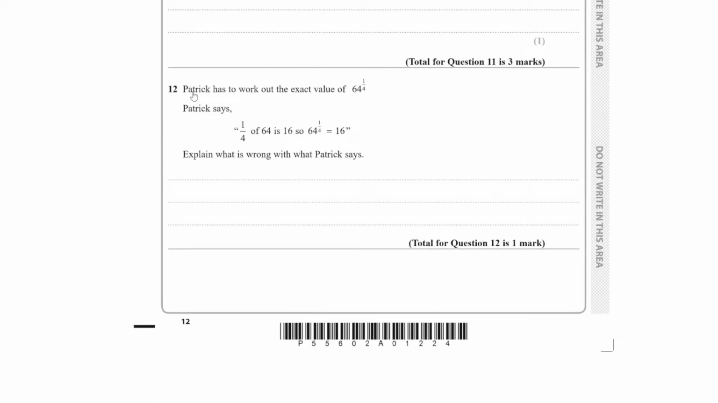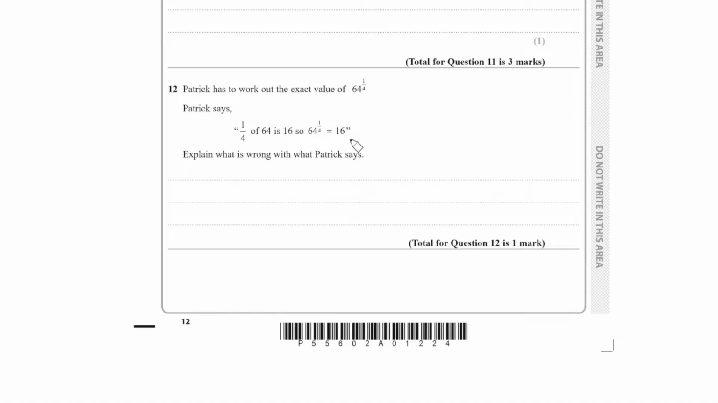Question 12, Patrick has to work out the exact value of 64 to the power of a quarter. Patrick says 1/4 of 64 is 16, so 64 to the power of a quarter is also 16. Explain what is wrong with what Patrick says.